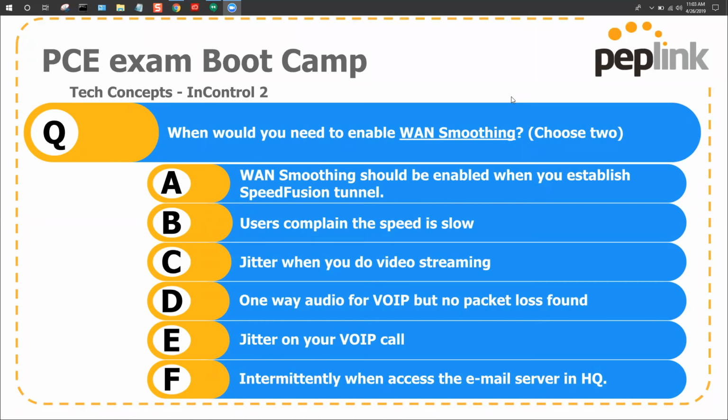WAN smoothing is in here. WAN smoothing should be enabled when you first establish the tunnel. Users are complaining about the speed being slow. Jitter when you do video streaming. One-way audio for VoIP, but no packet loss found. Jitter on your VoIP call, or intermittent issues when accessing the email server at headquarters.